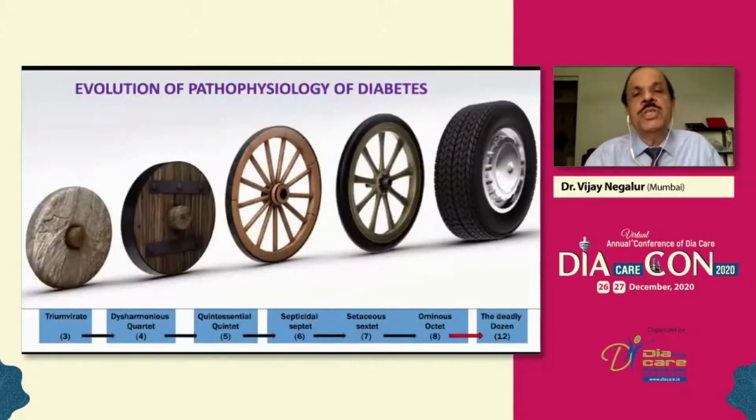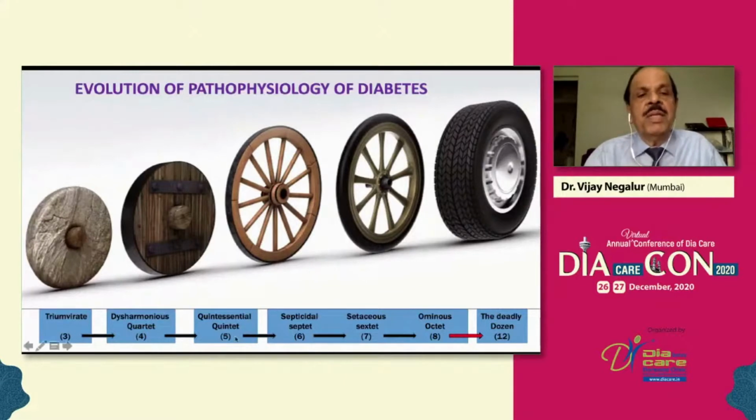So this is the evolution of the pathophysiology of diabetes, which has progressed over a period of time. And we have gone from the triumvirate to the quartet, the quintet, the septet, the sextet, and the ominous octet, and now we have the deadly dozen. And we have progressed again in the understanding of diabetes and its various facets.